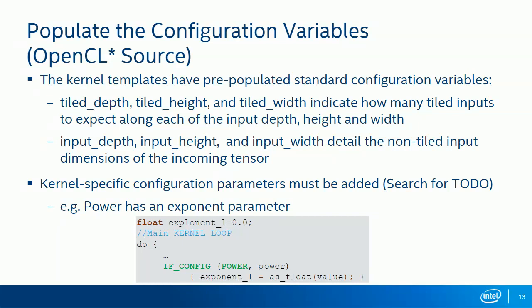First, you should search for to-do in the OpenCL code, then create the placeholder for the variable, and use ifconfig to retrieve the value. In the example, we have a power primitive. To retrieve the exponent that can be customized in a deep learning layer, the kernel will query with ifconfig. First power is the custom primitive name, and the second is the name of the parameter in that primitive. This is specified in the architecture file that we'll discuss later.